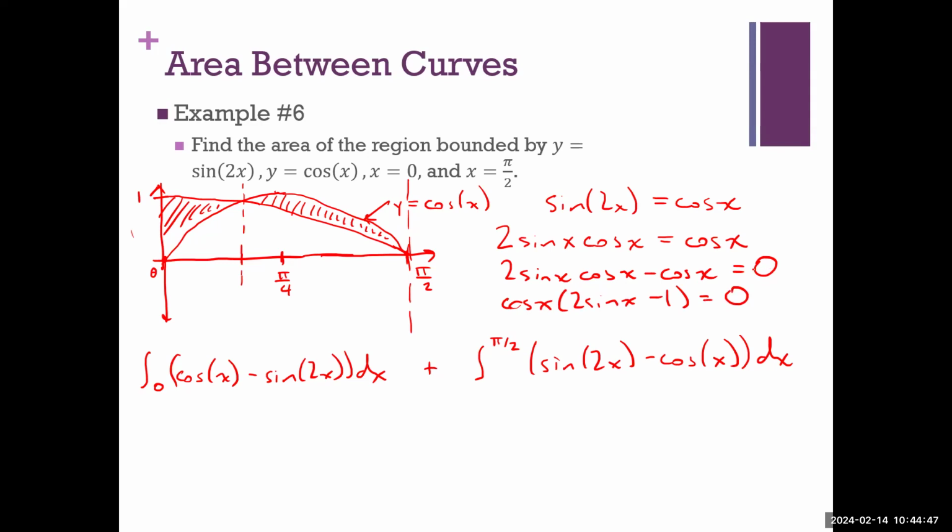Where does cosine of x equal 0? Pi over 2. So there is a crossing point at pi over 2, but I already know about that one. Where does 2 sine of x minus 1 equal 0? So wherever sine of x equals 1/2, which is pi over 6. So there's our missing bound.